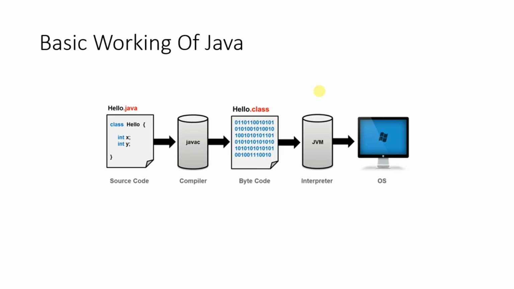So this is the basic working of Java. You just have a Java program and you compile it and convert it into a bytecode file. Then you interpret it with the help of a JVM, and you can run it on any operating system that supports JVM. So I hope this video gave you a small introduction towards Java programming.